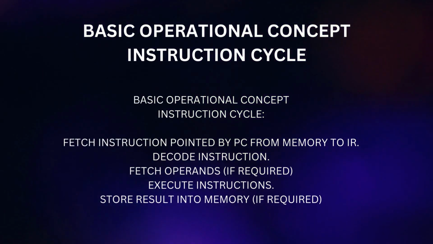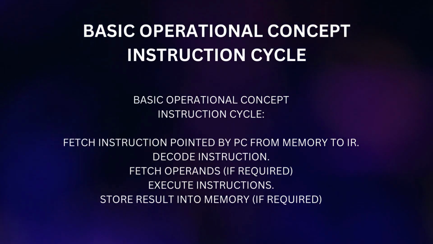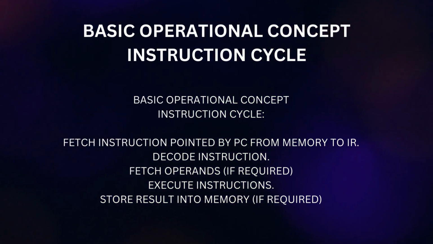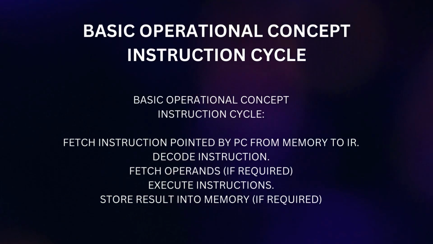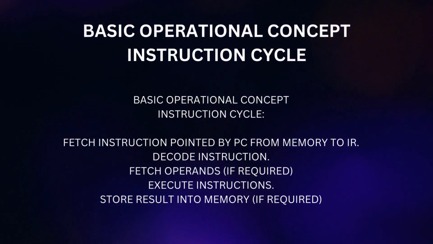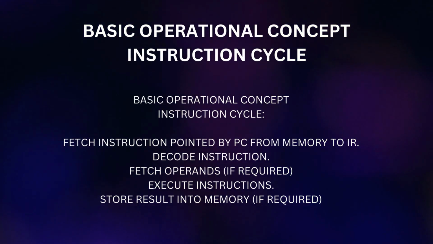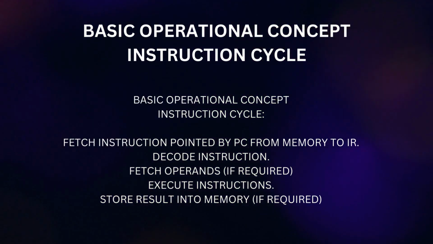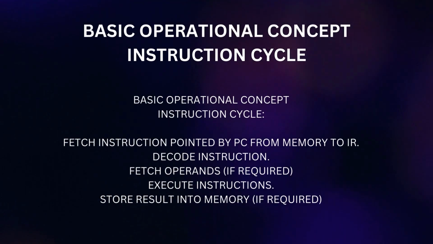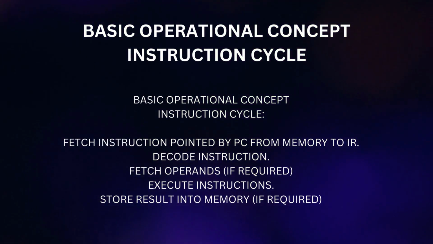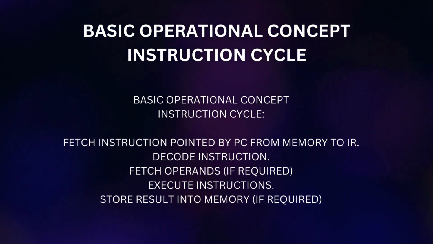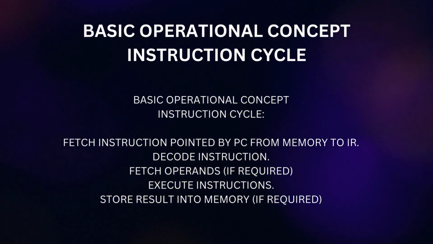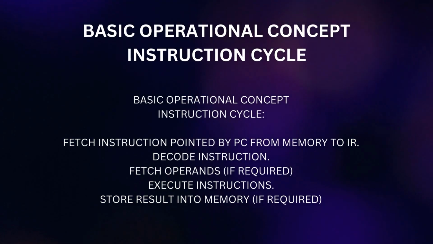Now let us look at the basic operational concept of the instruction cycle. The first thing that we would need to do is fetch the instruction pointed to by the program counter from memory to the IR. So whatever address is stored in the program counter, we will have to go to that address in the memory, find out the content of that particular location, and send this content to the instruction register or IR. Next, we will decode the instruction, then we will fetch the operands if required.